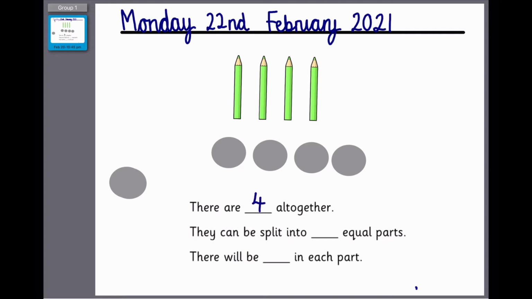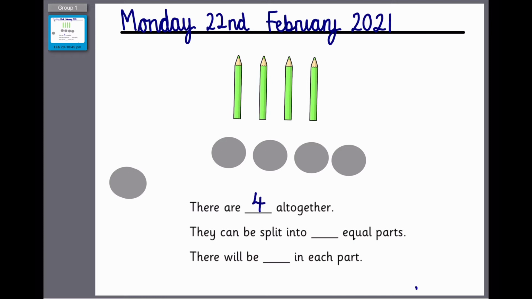Now, I've got these sentence stems as well. You don't need to print these out either. You can if you want to print the sentence stems out, or you could just write them out, whatever's easier for you. So let's answer the second sentence together. They can be split into blank equal parts. So I now need to split my coins into their equal parts.